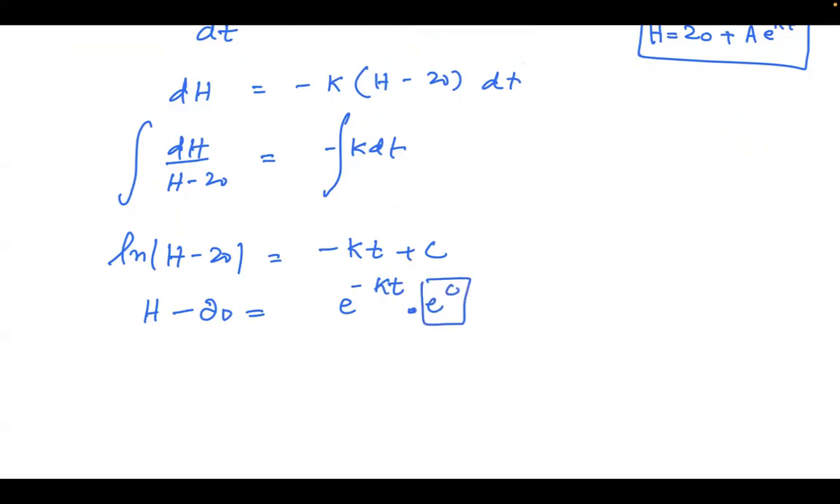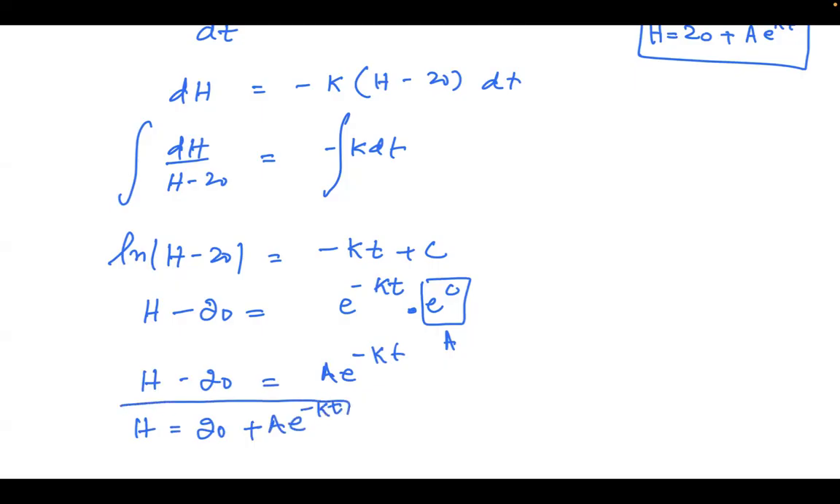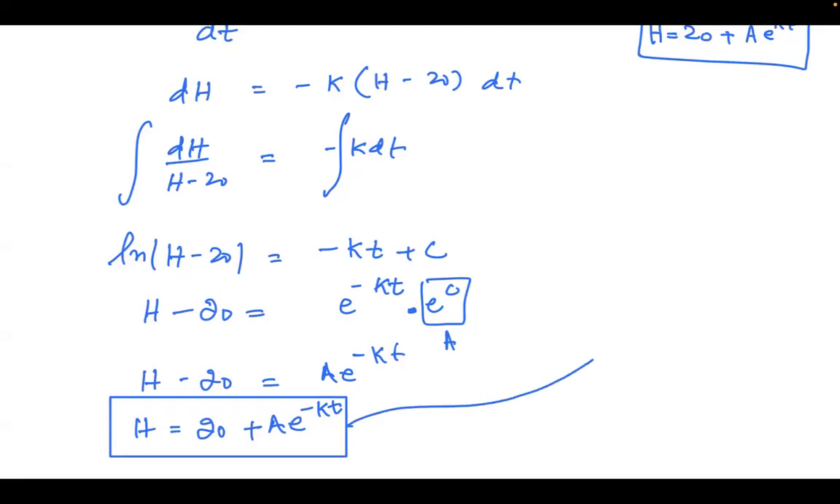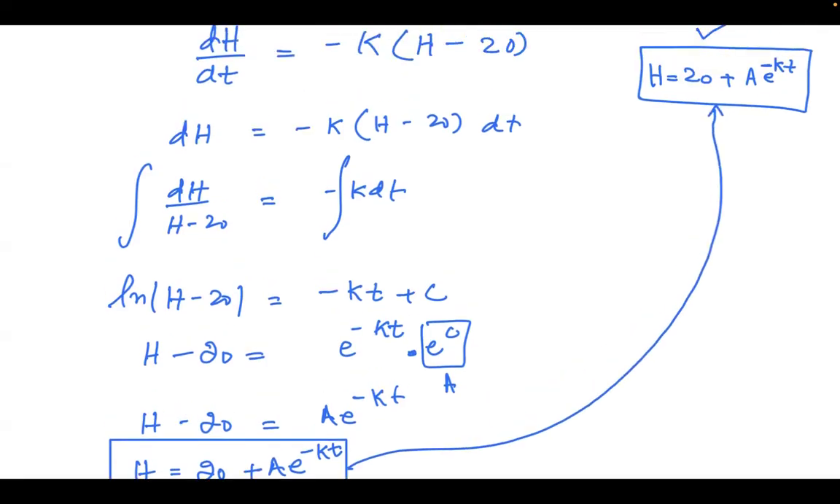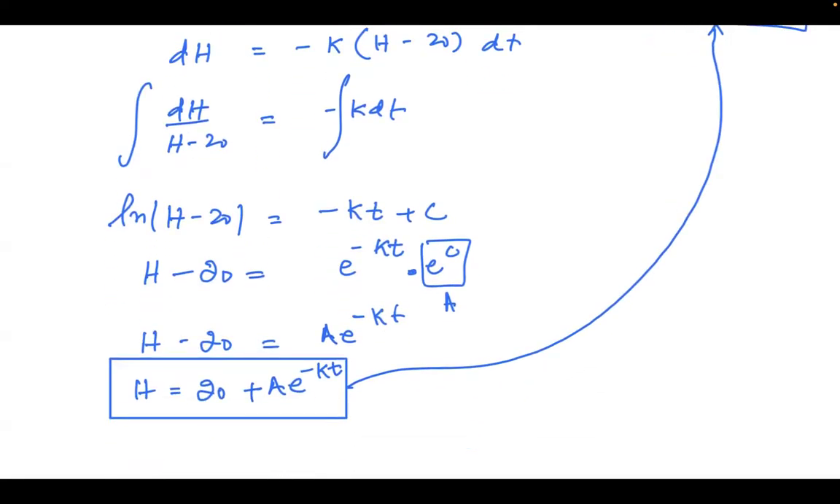And e to the c, you can replace this with some constant a. So h minus 20 is equal to a e to the negative kt. And if you add 20 on both sides, plus e to the negative kt. So this is the solution, but I need to determine what's the value of a and what's the value of k. And you can see this is exactly what I wrote before, the same solution.